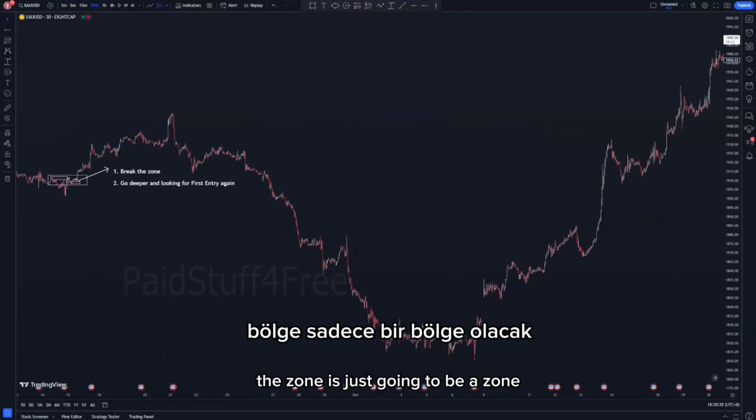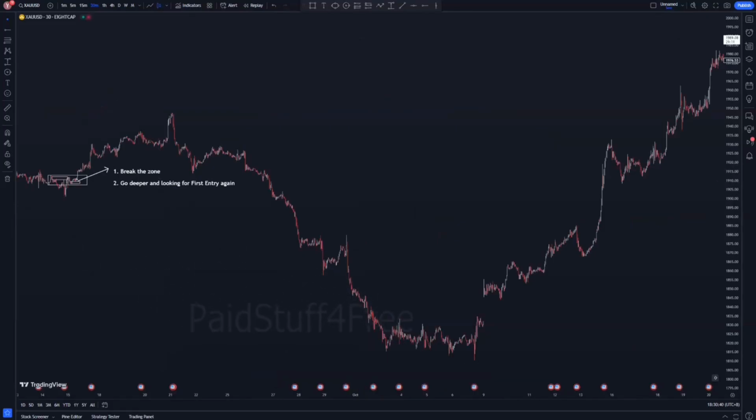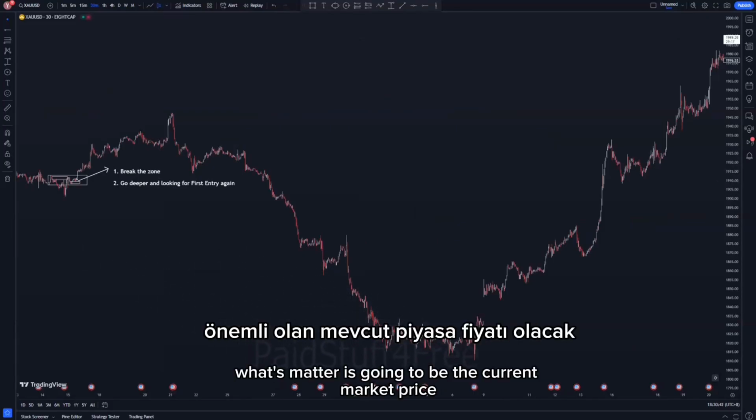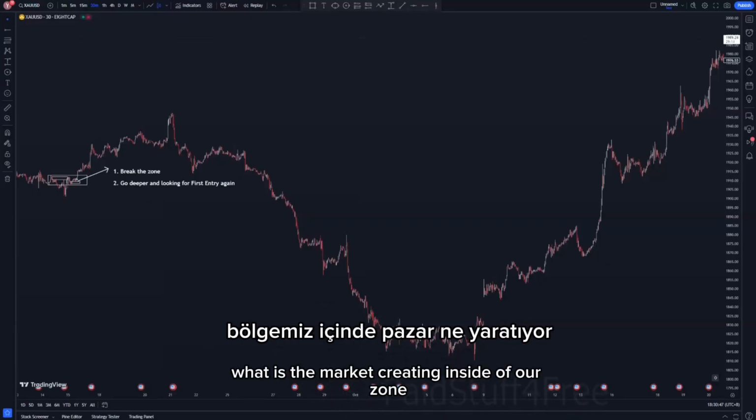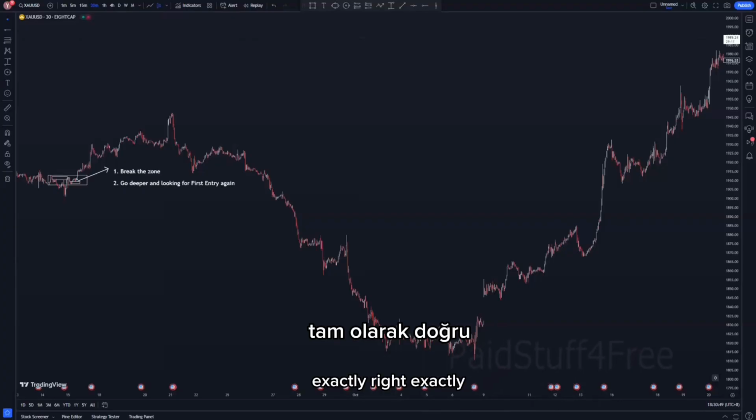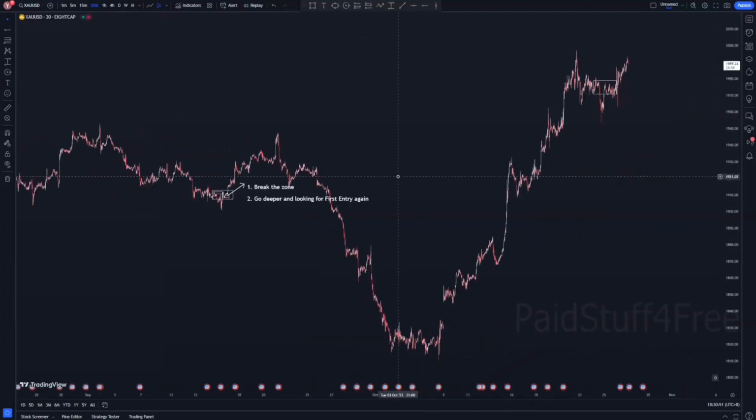And one more thing, the zone is just going to be a zone. And what matters is going to be the current market price. So we need to monitor what the market is creating inside of our zone. Exactly. Right? Exactly.